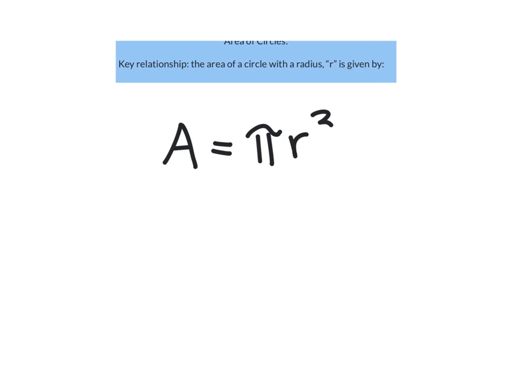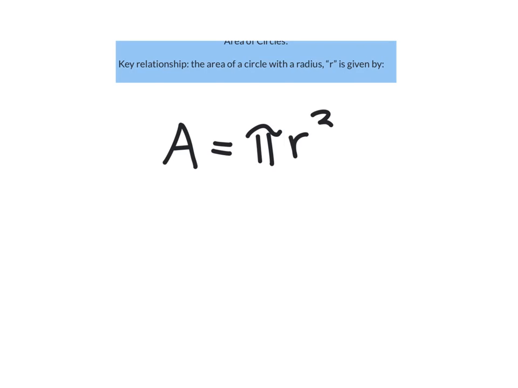Alright, year 8. So here in this video we're going to look at how we can use area to find distances in circles. So using the area to find our radius or our diameter. And again here the key relationship that we're going to use is the same equation, area equals pi times radius squared, or A equals pi r squared.